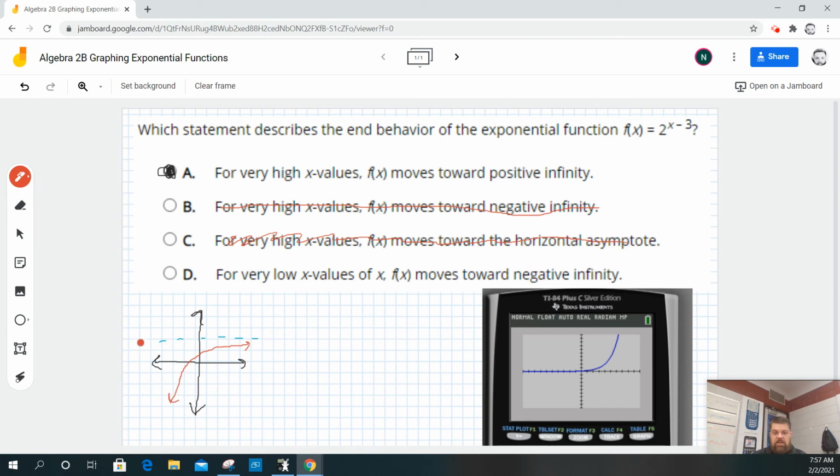And then it says for very low x values, f of x moves towards negative infinity. So they're saying as we go to very low x values that this is going towards negative infinity, and that's not true. It looks like it's approaching 0. If anything, it looks like it's approaching a horizontal asymptote towards the left, but not towards the right. Okay?